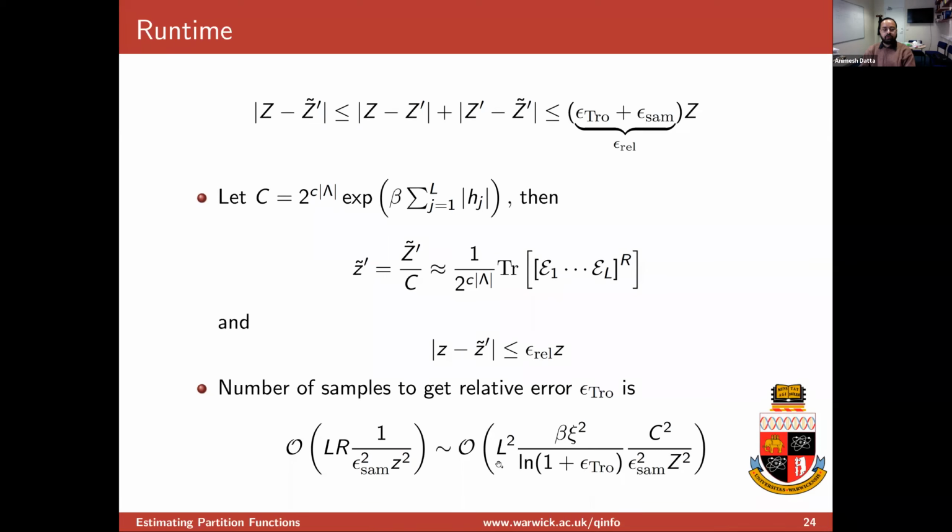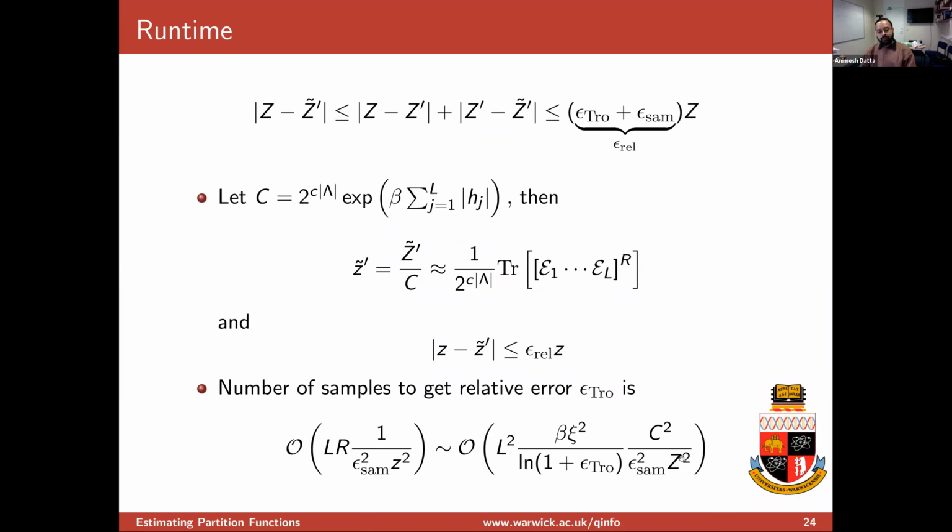So as I said, you will have the runtime or complexity of the algorithm. If you were talking in computer science language, you would say it goes as L squared, which is the number of terms in my Hamiltonian, some dependence on the temperature, some energy scales in the Hamiltonian, 1 over the log of 1 plus the Trotter error. If the Trotter error is tiny, this is just E Trotter, basically, because log of 1 plus x is x. And then I have E sample squared, and then C squared over Z squared, where C is the normalization and Z is the actual partition function. And you realize that if the partition function Z is large compared to C, or comparable to C in the sense that it has its exponential scalings in itself, they will cancel out, and the algorithm as a whole will scale like L squared with some constant factors depending on the physics.